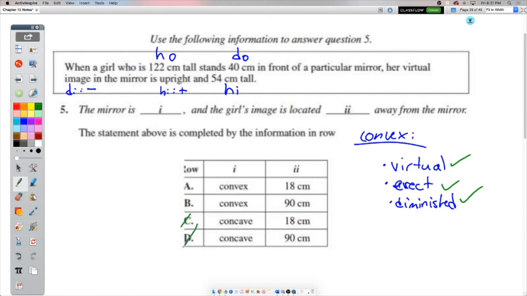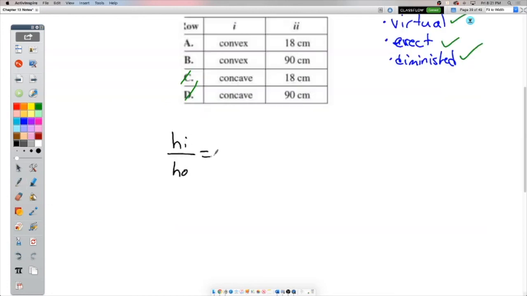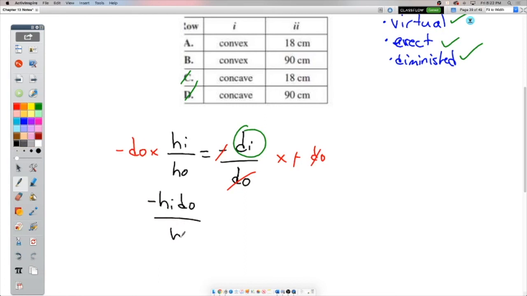It is going to be convex, but to figure out where the girl's image is, we're going to need to use some math. HI over HO equals negative DI over DO. So what are we looking for? We're trying to figure out where her image actually forms. Where is the image relative to the mirror? So let's multiply both sides by negative DO. Negative HI times DO over HO equals DI.